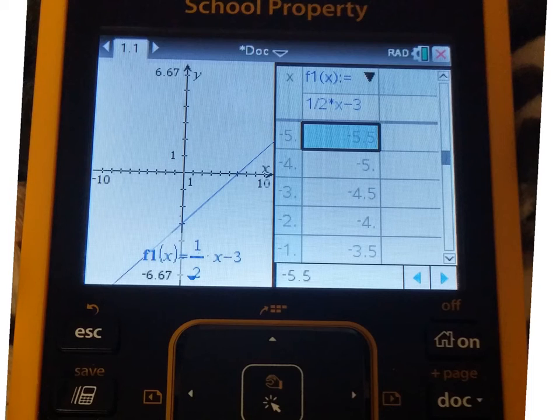Alright, so when x is -1, I get -3.5. If x is -2, I get -4. Well, hold up. If I look at my table on A, those are my answer choices. So the answer for number 4 is A. Alright, I only got one more example, and then you're on your own in the worksheet.